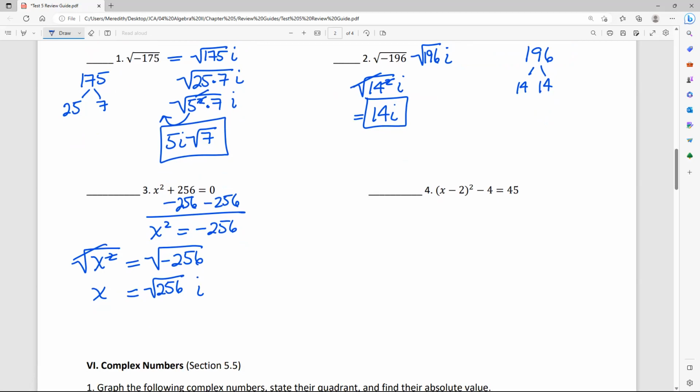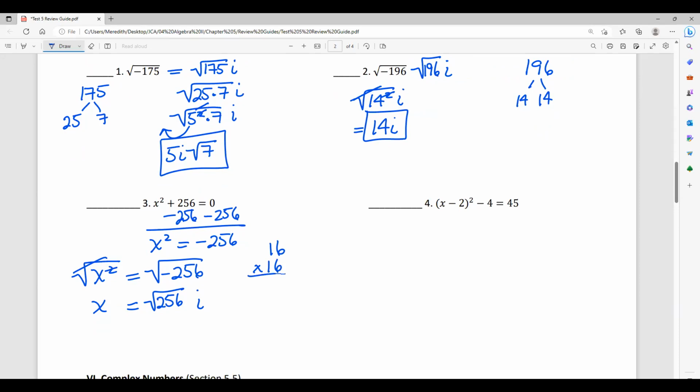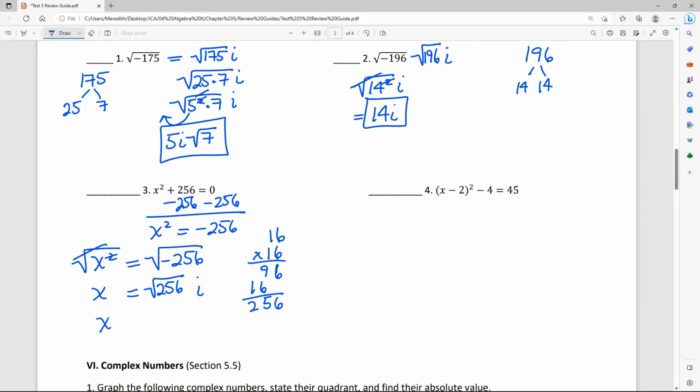Now, 256 is 16 times 16. Memorize that, but let me make sure. 6 times 6 is 36, carry my 3, that's 9. 6, 15, carry my, yep, okay, 256. So that means that is the square root of 16 squared, so those cancel each other out. This does have an equal sign, so you have to make sure you have your plus or minus 16i. We're done.